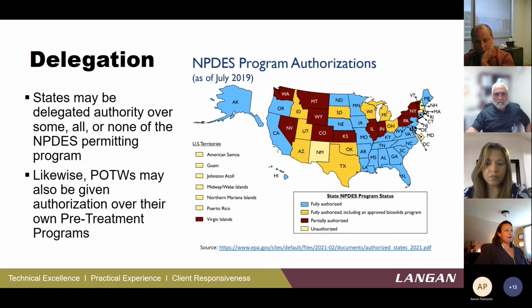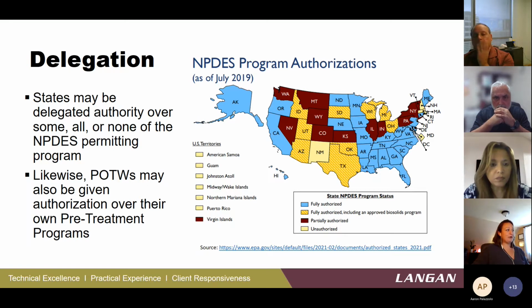So the NPDES program is generally delegated to the states. This is a map right here that basically says, depending on what state you're in, obviously, I think most of you here are in Florida. Florida is fully authorized to implement their program. So when you go to get your permit, you're doing it through the state of Florida as opposed to doing it through your regional EPA.